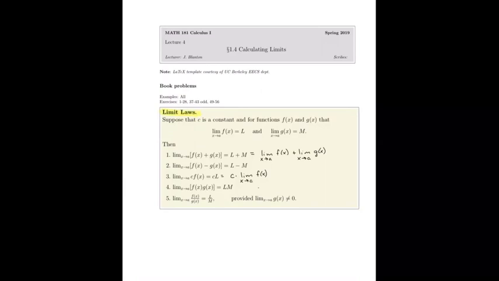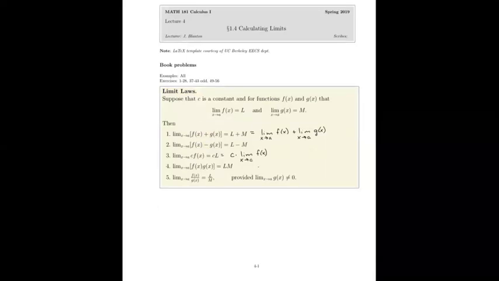So these are really a set of theorems that are proved in the book or otherwise that allow us to calculate limits of functions or combinations of functions like f of x plus g of x or f of x minus g of x and so on down the line. So let's have a look at these limit laws in further detail.